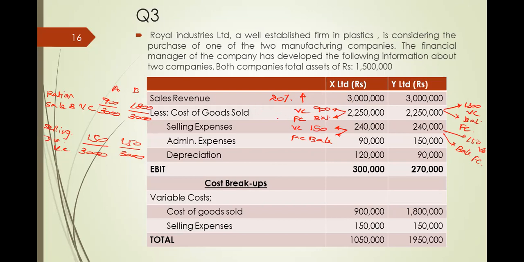Here fixed cost is not going to change. Then fixed we can identify easily. Fixed part. Then administration, admin expenses and depreciation are going to be the same.